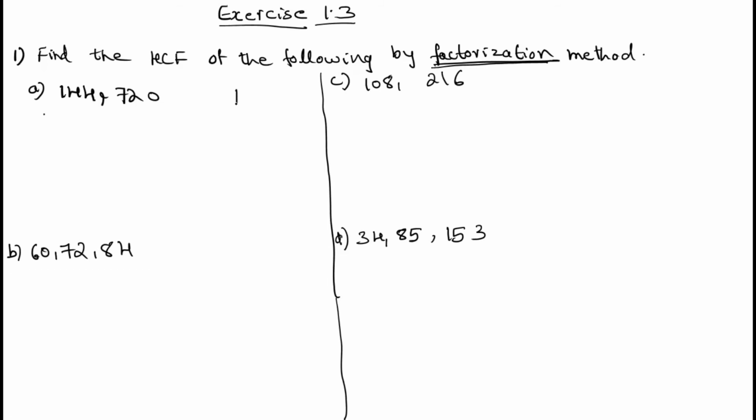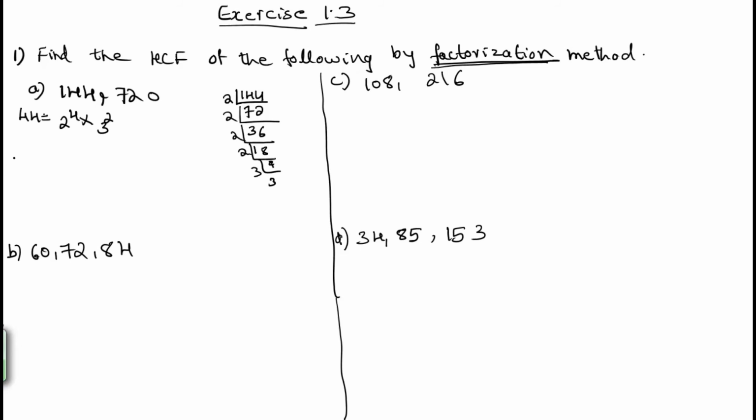Write the prime factorization of 144. 144, see, 2 7s are 144... 2 2s are 4, then 2 3s are 6, 12 is remaining, 36, 2 18s are 36, 2 9s are 18, then 3 3s are 9. So 144 is nothing but 2 to the power how much? 1, 2, 3, 4. Okay, 2 to the power 4 into 3 to the power 2. Okay, 144 can be written as 2 to the power 4 into 3 square.